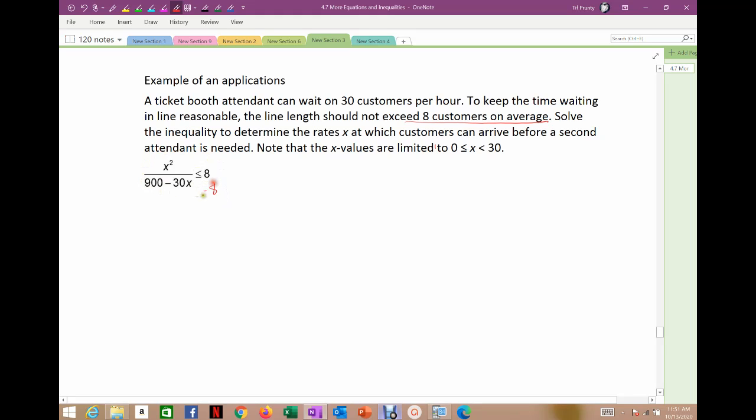So my first step is I'm going to move the 8 over. So I'm going to get x squared over 900 minus 30x minus 8 less than or equal to 0 is what we're going to solve. I'm going to solve it graphically. I'm going to keep this in mind for my window. A standard window actually won't work. I know that my x values have to be 0 to 30, so I change my x max to 30.